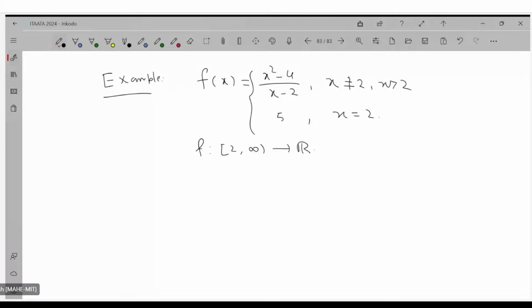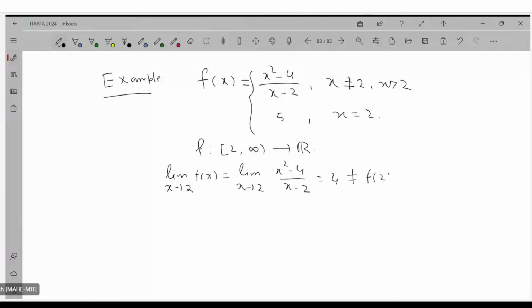You can clearly see that this function is not continuous at the point 2, because what is the limit? Limit x tends to 2 of f(x) is limit x tends to 2 of (x square minus 4) by (x minus 2), and you have 4, correct? Which is obviously not equal to f(2). So therefore, c is the point of removable discontinuity.